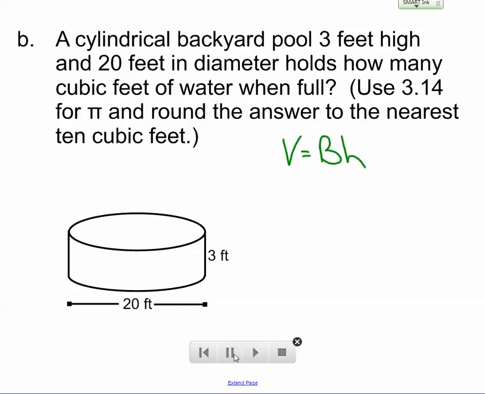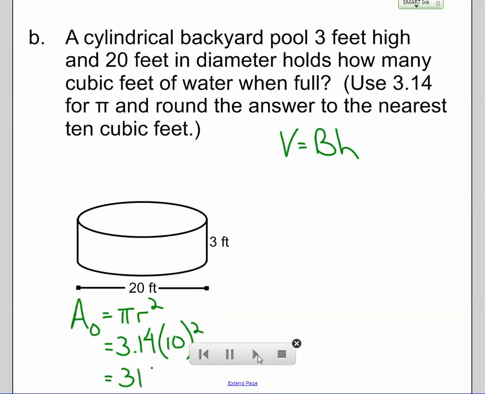So the first thing we've got to do is figure out the area of the base. Now the area of a circle is pi r squared. We're going to use 3.14 for pi, and the radius is 10. So 314 square feet. I mean, this is kind of like scientific notation, guys. It's 3.14 times 10 squared, so just move the decimal place 2 to the right. That's 314, or 3.14 times 100. Okay, don't need a calculator to do that, is what I'm trying to say.